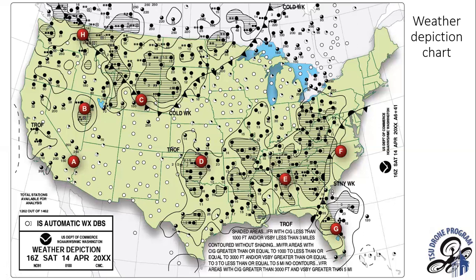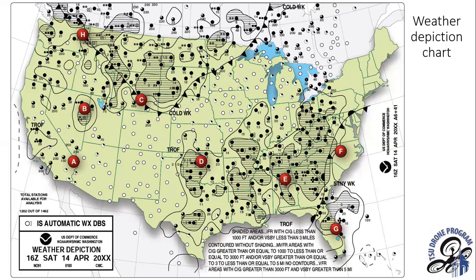Now, we've also got some numbers on some of these, and so that relates to the height of the ceiling. And so that is going to indicate, for instance, in Utah, we've got 70. And so that indicates that the ceiling is 7,000 feet. And that should be in AGL.